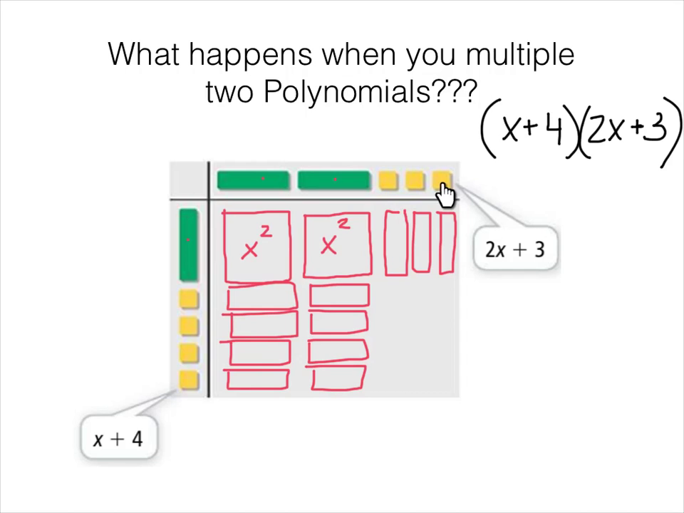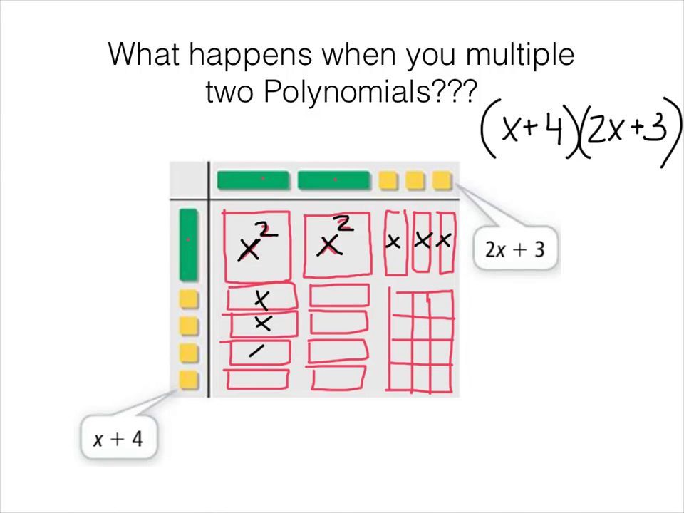I multiply 3 times 4, which gives me an array of what? What number is that there? We already said this is x squared. This is another x squared. This is 3 x's, 1, 2, 3. This is 1, 2, 3, 4, 5, 6, 7, 8. And this is 12 unit blocks, so that's a 12.